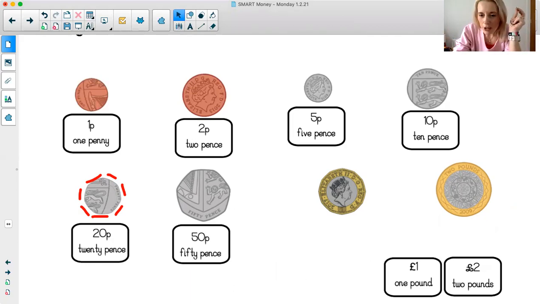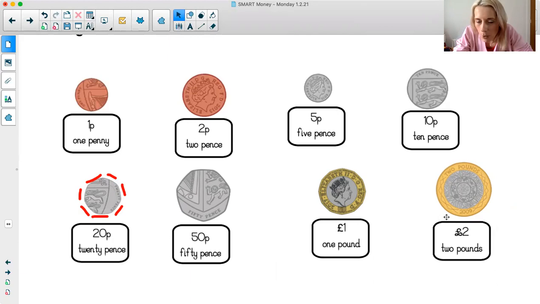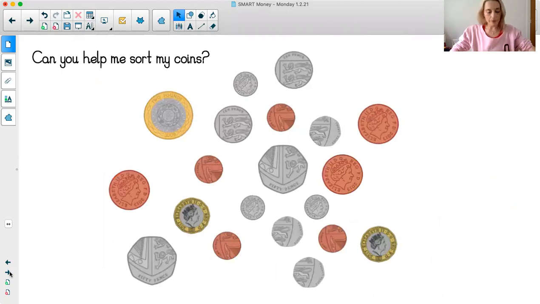Out of these two values that we've got left, these two boxes, which one do you think goes with which coin? Yeah, following a similar kind of rule, we've got a £1 coin is the smaller one and the £2 coin is the bigger one. Well done.